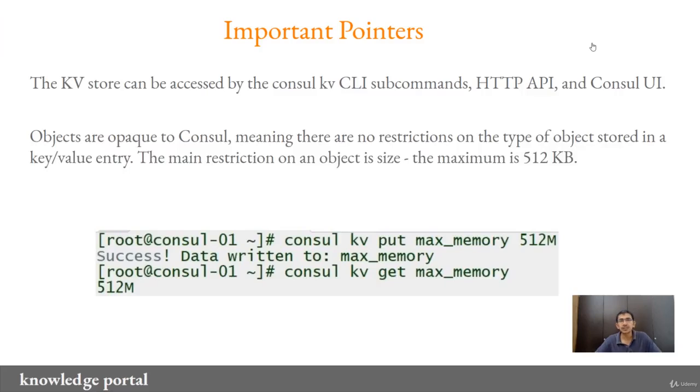So let's look into some of the important pointers here. First one is that the KV store can be accessed by the consul kv CLI set of commands. It can also be accessed via the HTTP API as well as the Consul GUI. Now objects are opaque to Consul. That basically means that there are no restrictions on the type of object stored in a key value entry. However, the main restriction here is the object size, which is a maximum of 512 KB.